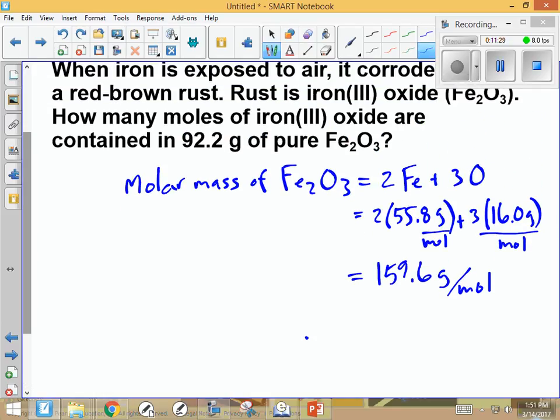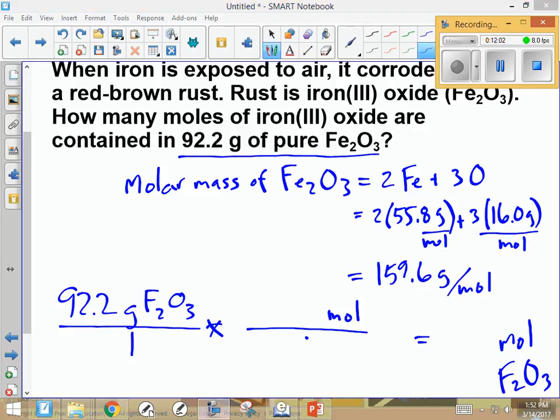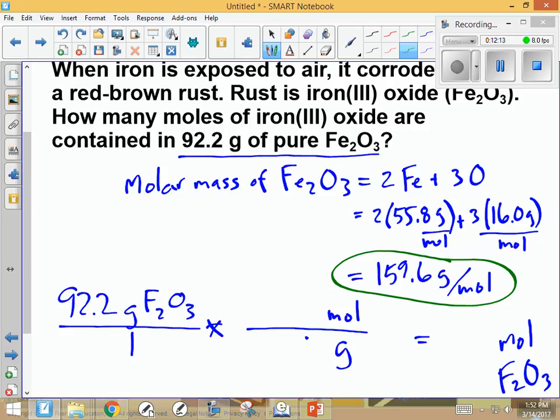So next, we're going to use 92.2 grams of pure iron oxide. Put it over 1 so remember. And we're going to calculate how many moles of iron, did I say iron 2? I'm sorry, it's iron 3. And so now we're going to use a conversion factor. We know that our conversion factor is going to have moles on top, and it's going to have grams on the bottom. And where does that come from? Right here, our molar mass of iron oxide goes here. 159.6 grams per 1 mole.